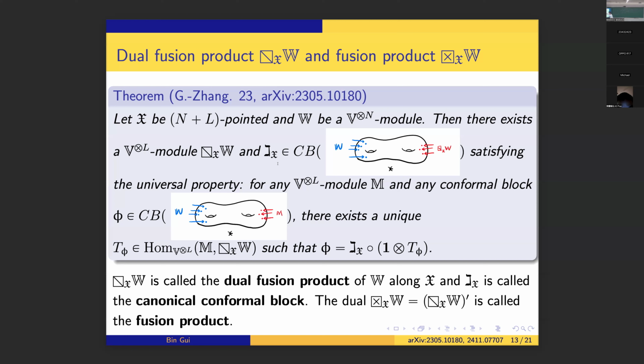It is a V-tensor-n module called a box backslash W, and together with this trivial letter gimel, this is a conformal block associated to this data, satisfying a universal property such that any module you put on the right-hand side and any conformal block you choose could be factored through the canonical conformal block gimel and a homomorphism. So in some sense, it says that you can use the homomorphism to represent any conformal block on the right-hand side. This really looks like, as you recall, the definition of the tensor product over a field or a ring, and this is very similar to the definition of tensor products of modules over a ring, right?